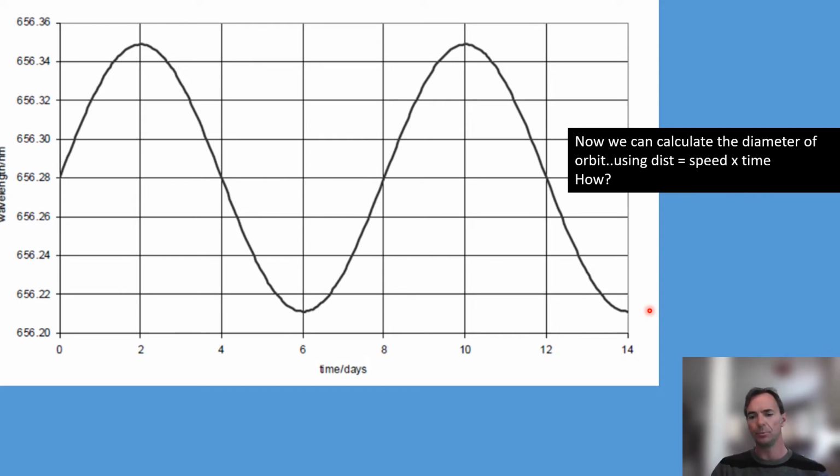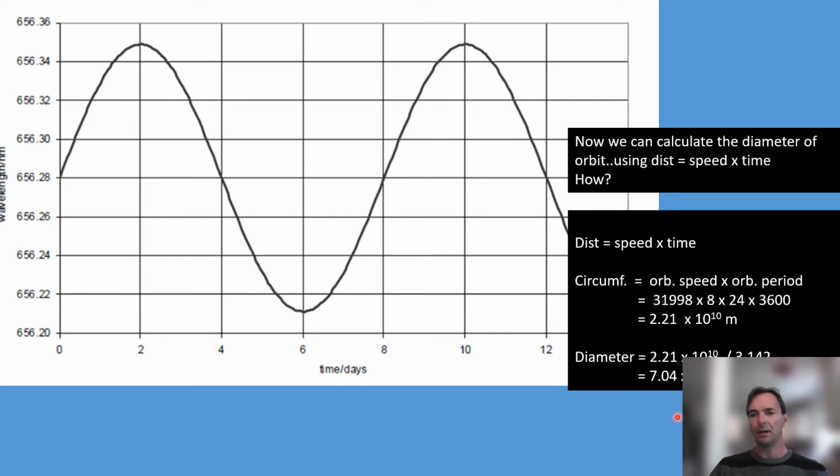3, 2, 1. There it is. Distance equals speed times time. Circumference, orbital speed times orbital period. There you go. That's our answer from the previous slide. 8 days, 24 hours in a day. There's the number of seconds in an hour. And therefore you end up with that.